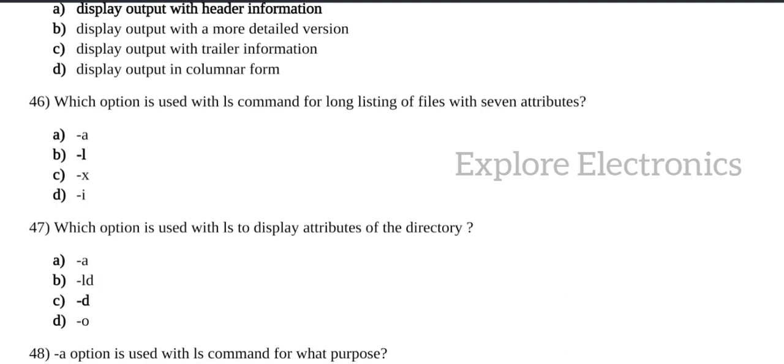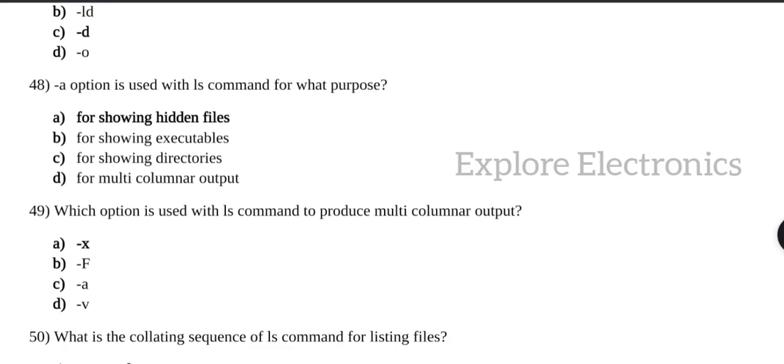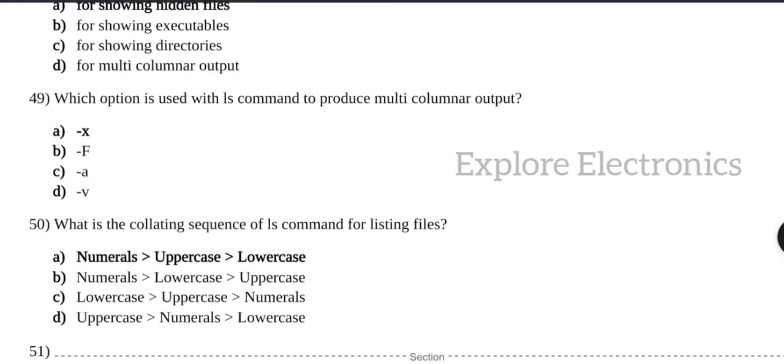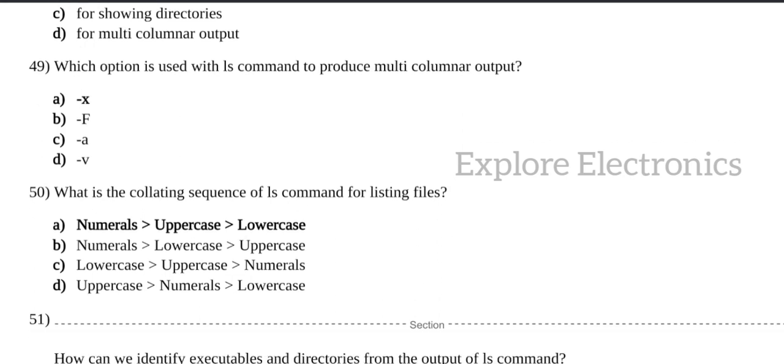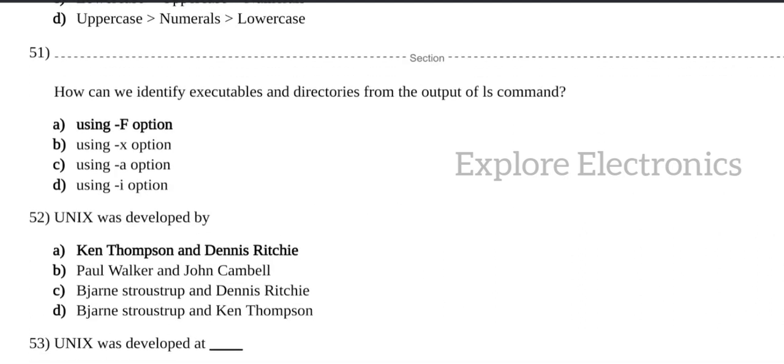Which option is used with the ls command for long listing of files with 7 attributes? -l. Which option is used with ls to display attributes of a directory? -d. What is the -a option used with the ls command for? Showing the hidden files. Which option is used with the ls command to produce multi-columnar output? -x. What is the collating sequence for the ls command for listing files? Numerals, uppercase, then lowercase.